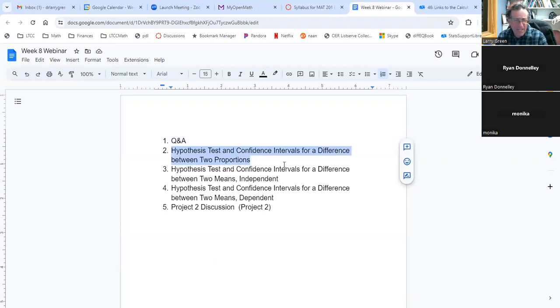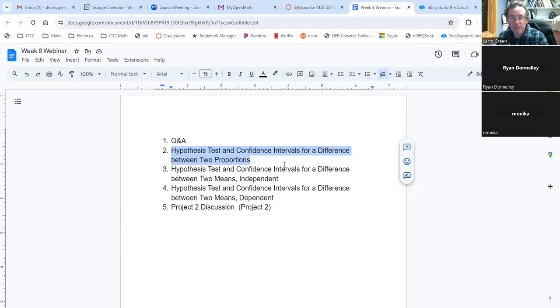And last time we did a hypothesis test for a single mean and a single proportion. It turns out that doesn't happen that often in the real world. Usually, what you want to do is show one thing is different or bigger than another, where you don't know either of them. And so we're going to be looking at hypothesis tests for a comparison study.